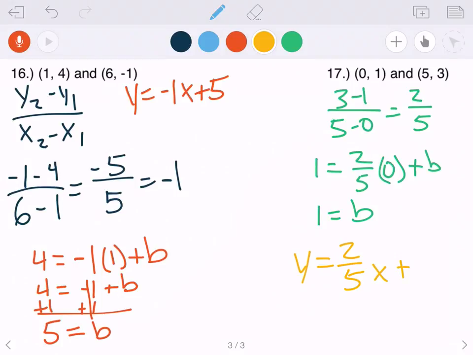So my final slope-intercept form is going to be y equals 2 over 5x plus 1.